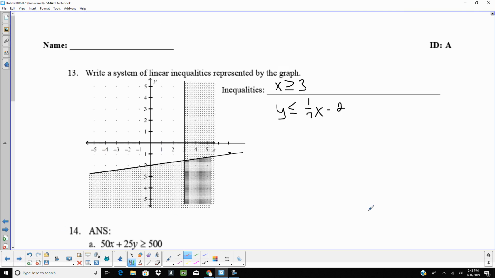On number 13, this one was a little bit trickier. I did the vertical line first, and I know it's going to be x is greater than, because it's shaded to the right, greater than or equal to, because it's going to be solid. And then on the next one, my y-intercept is negative 2. That's where that comes from. And I had to go a little bit off the graph. I went up 1 to the right 7. And that's where my slope comes from, 1/7. And it's a solid line shaded below, so it has to be a less than or equal to.